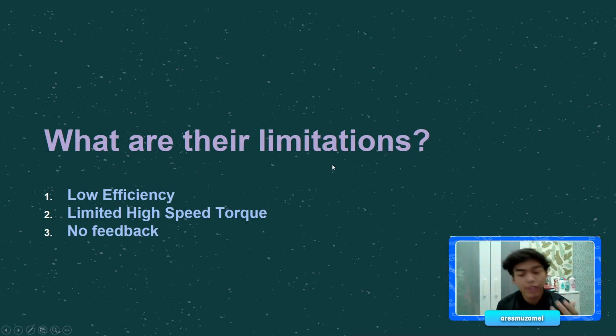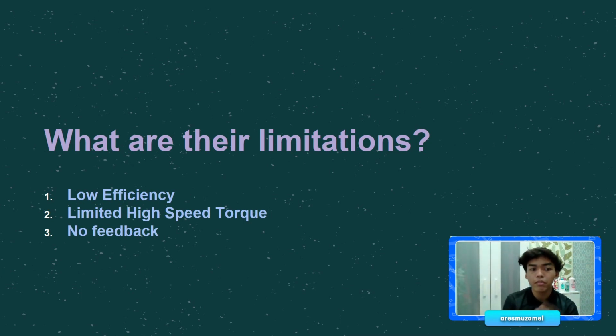Okay, next, the last one. What are the disadvantages, the limitations of the stepper motor? First, it has low efficiency. Unlike a DC motor, a stepper motor's current consumption is independent of load. They draw the most current when they are doing no work at all. Because of this, they tend to run hot.